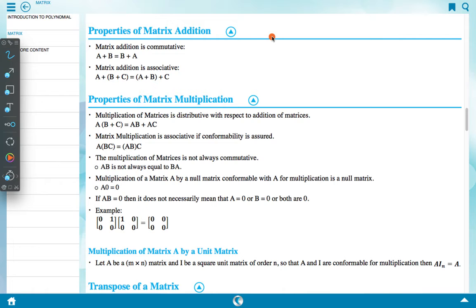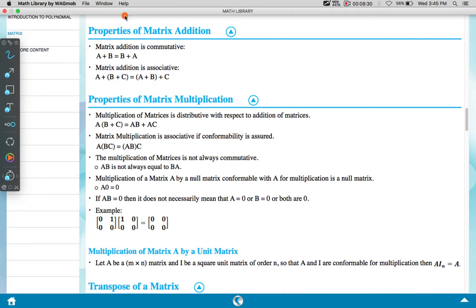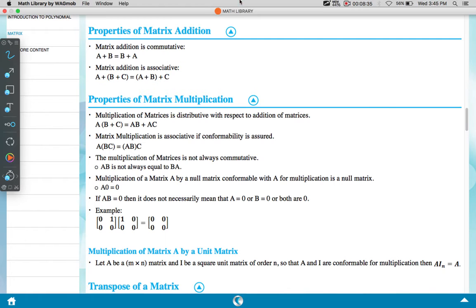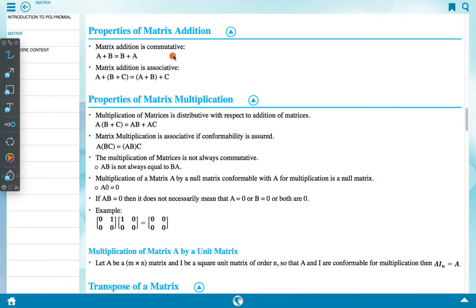Properties of matrix addition. Matrix addition is commutative: A plus B equals B plus A. Matrix addition is associative: (A plus B) plus C is equal to A plus (B plus C). Properties of matrix multiplication.